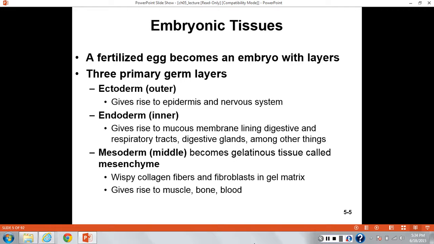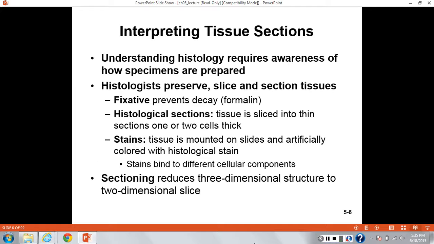Then mesoderm is the middle layer. From the Latin, mesenchyme means embryonic tissue: muscle, bone, blood. So that forms our connective tissue barrier.